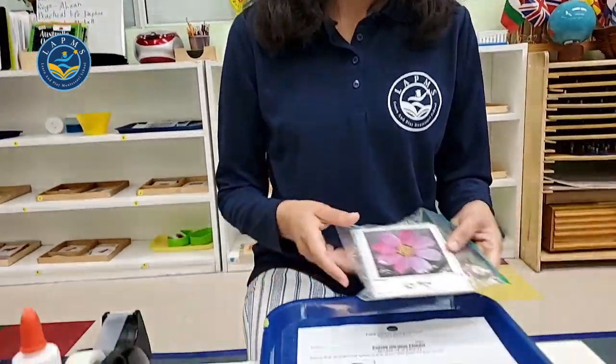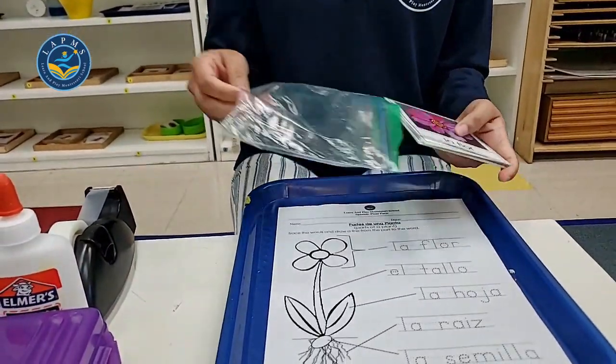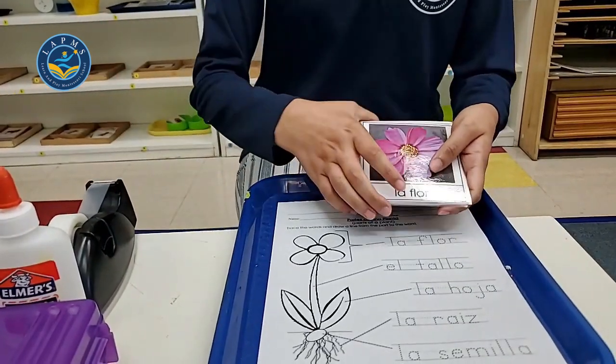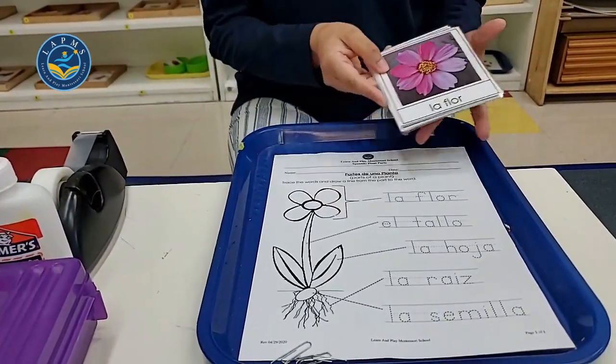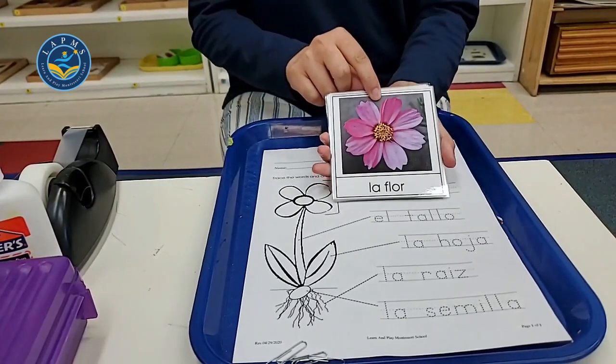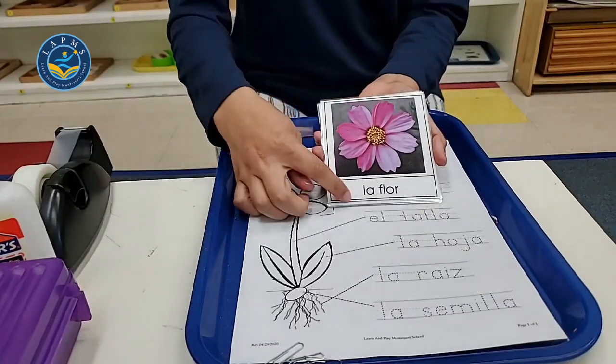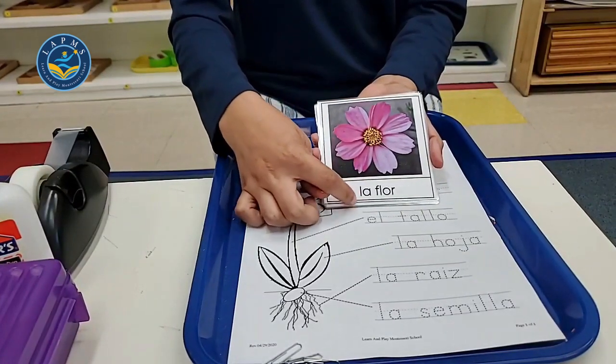Hola amigos, how are you guys? So this whole week we have been learning about parts of plants. So today we're going to go over them in Spanish, okay? So here I have pictures with the words in Spanish. Now let's go ahead and this is la flor. So flower in Spanish is la flor, the flower, la flor.